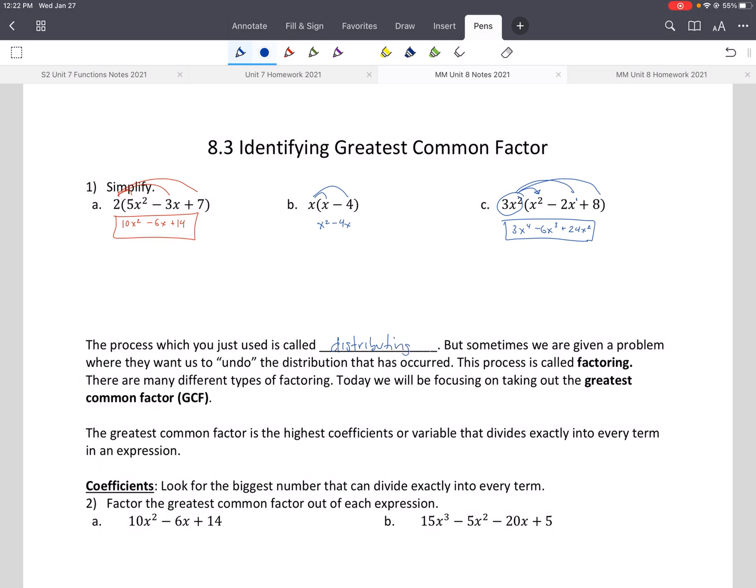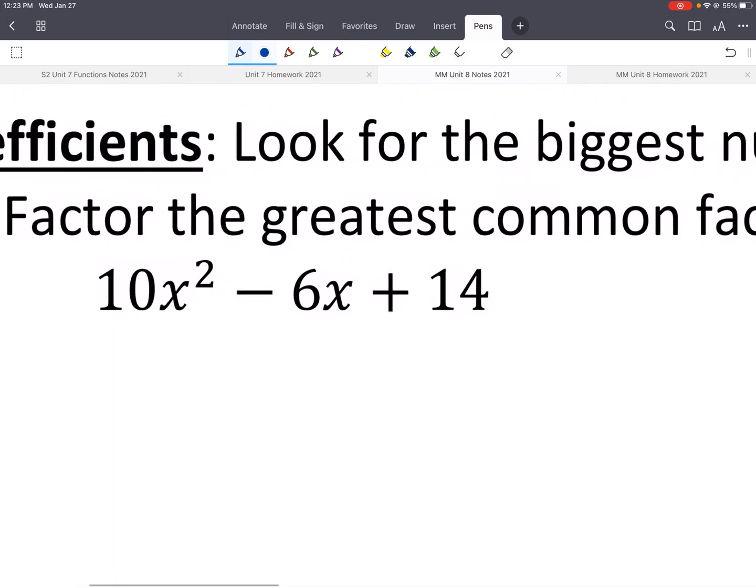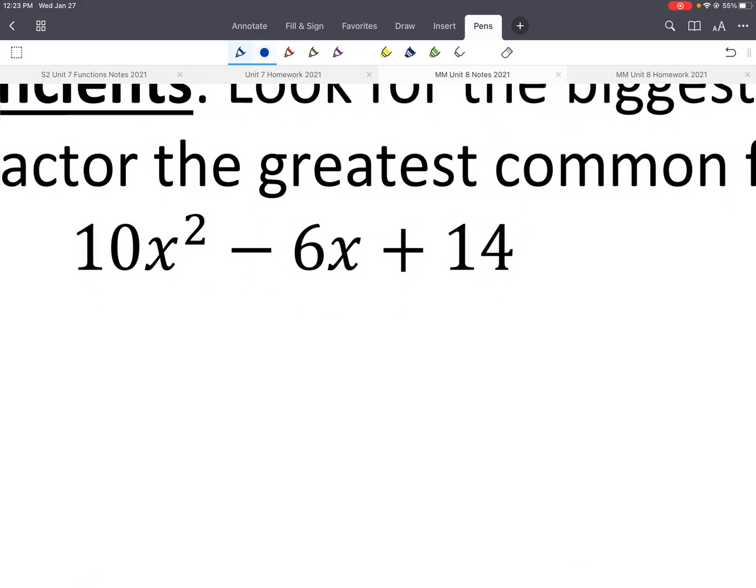Okay, but sometimes we want to do the opposite, and that is called factoring. So distributing and factoring, those are just opposites. There's many different ways to factor, and we're going to start by talking about what's called the greatest common factor. The greatest common factor is the highest coefficients and or variables that divide evenly into every expression. So let's just go into a problem and see what we can come up with.